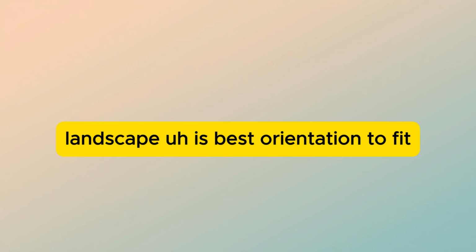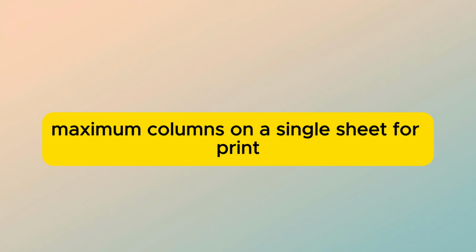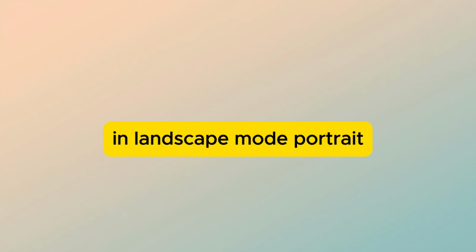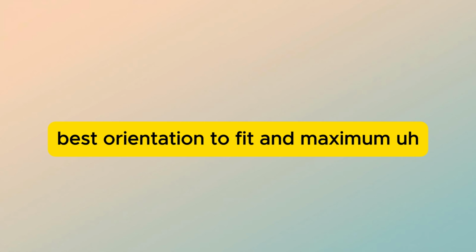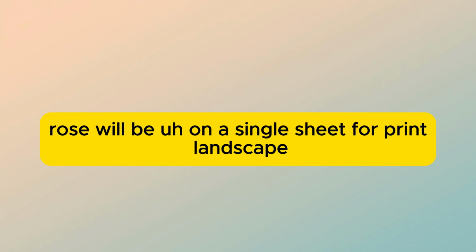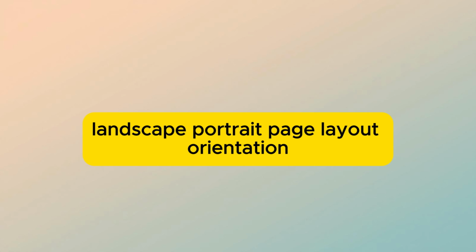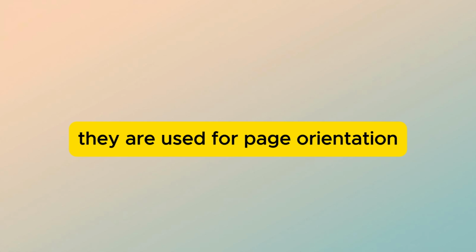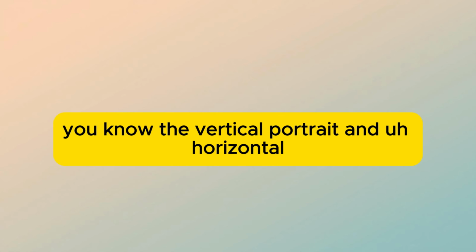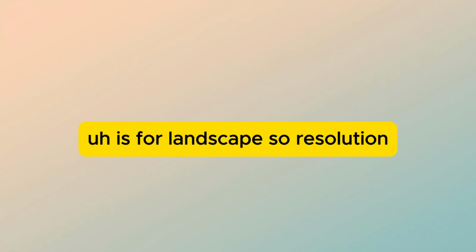Landscape is the best orientation to fit the maximum columns on a single sheet for print. Portrait is the best orientation to fit the maximum rows on a single sheet for print. In landscape, maximum columns will be there. In portrait, maximum rows. Landscape and portrait are page layout orientations used for page orientation. You know, vertical is portrait and horizontal is landscape.